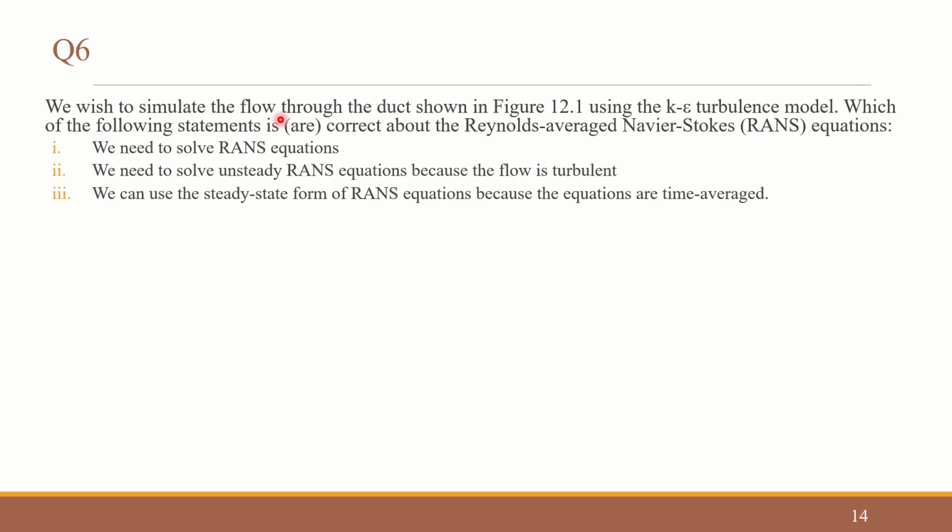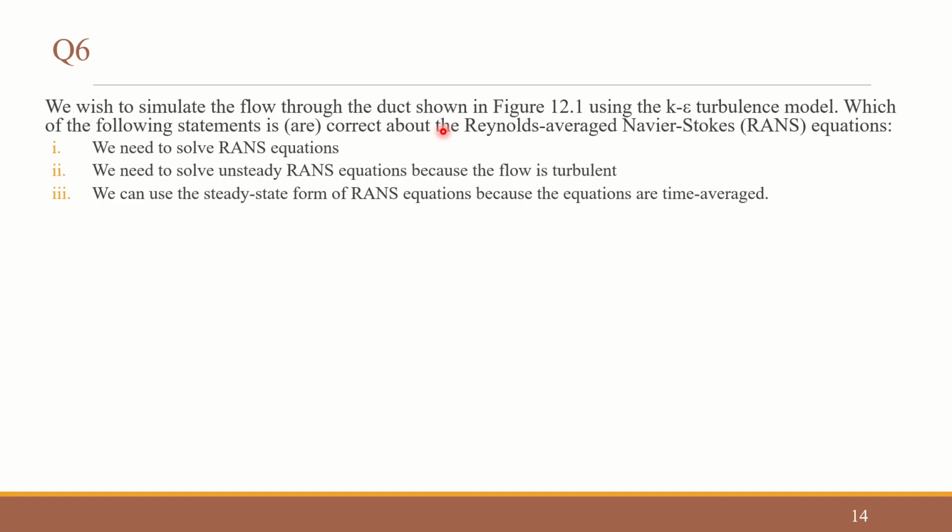Okay, and now we are going to question 6. In question 6, it is given that we wish to simulate the flow through the duct shown in figure 12.1, that is flow through the rectangular duct, using the K epsilon turbulence model. Which of the following statements is or are correct about the Reynolds average Navier-Stokes equations? So what is given? We are just going to solve the flow through the duct given in figure 12.1 using the K epsilon turbulence model, and the following statements are given with regards to that. We need to identify the correct statement.